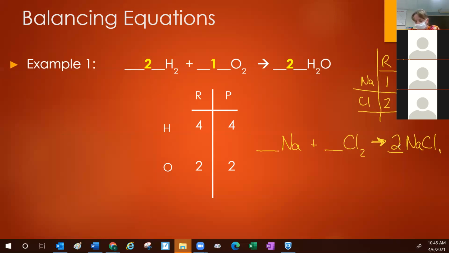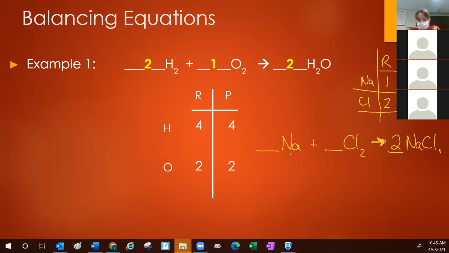But because I put that 2 in front of this compound that also has sodium in it, we have to now go back and change how that changed the sodium. So now we actually have 2 sodiums on the product side. And you'll see we still only have 1 on the reactant side. Well, we need to turn that 1 into a 2.